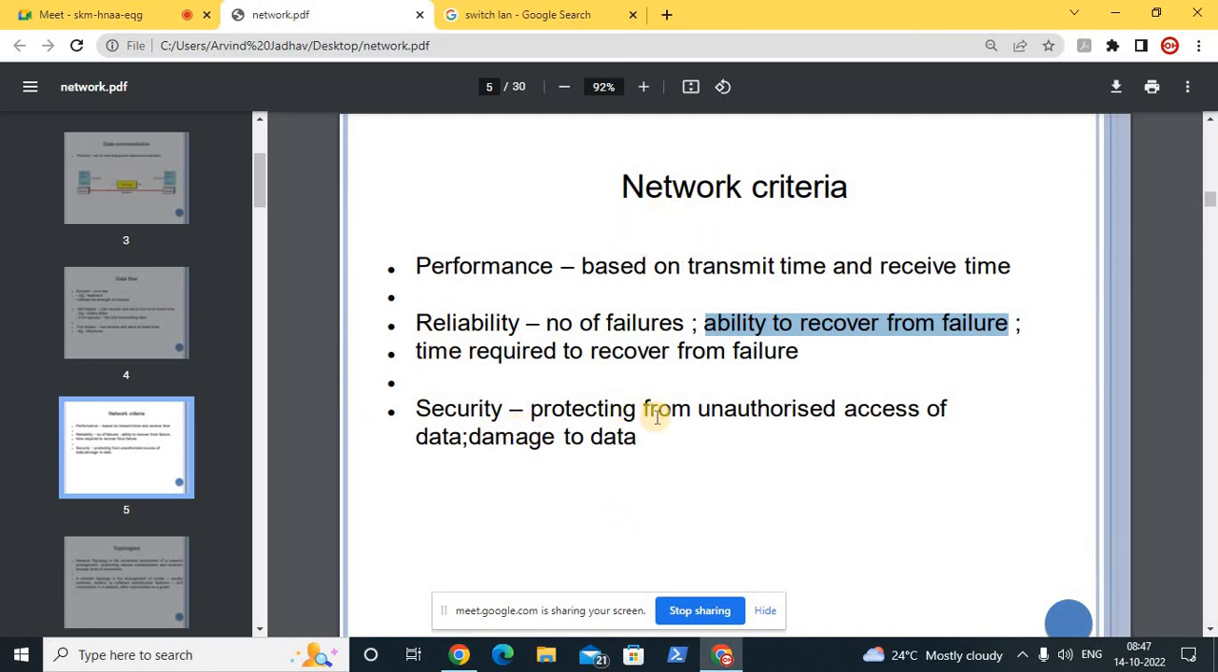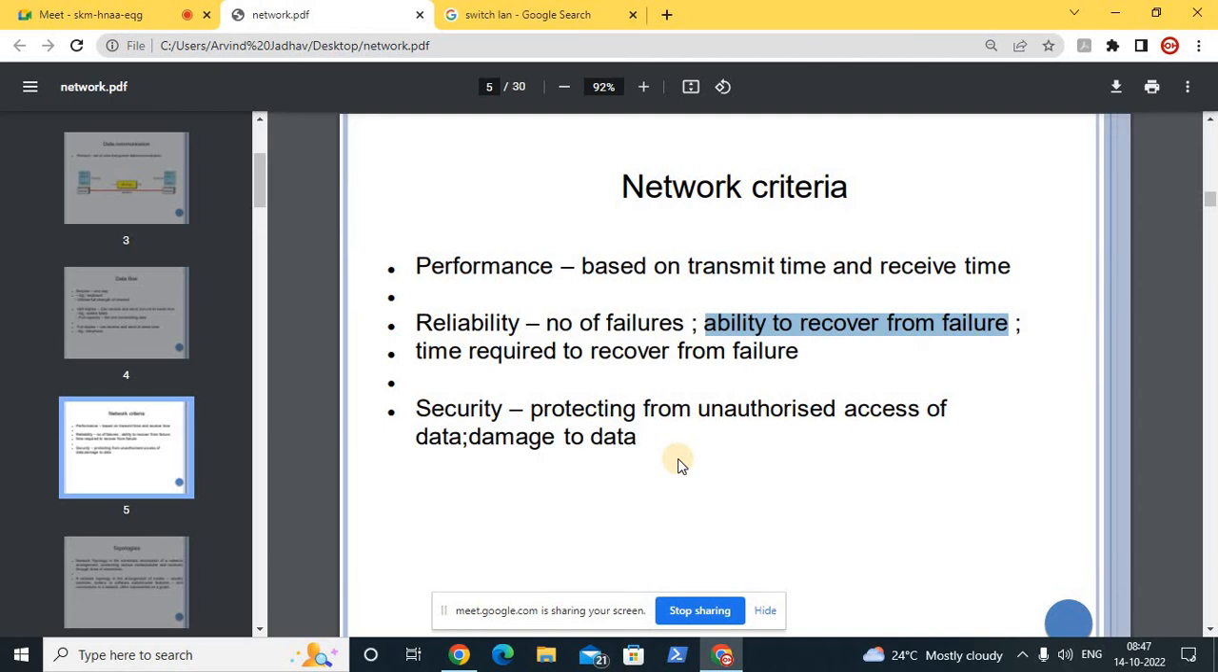Security: protecting from unauthorized access of the data and damage to data. Now the network is very important. You must have studied ethical hacking, which is the most dangerous. While sending, the data will travel through a router. Okay, this data travels through the router only.